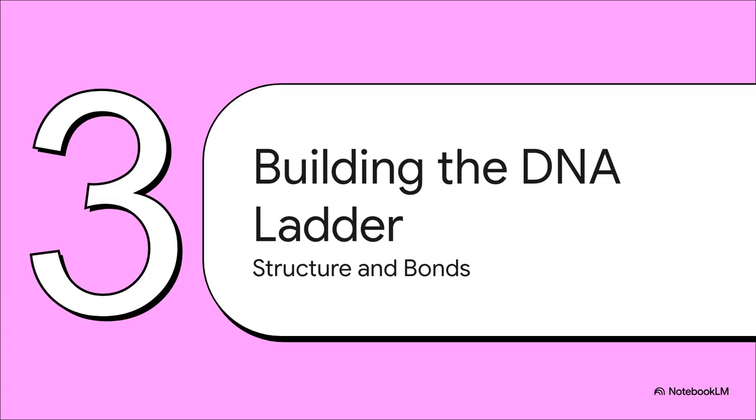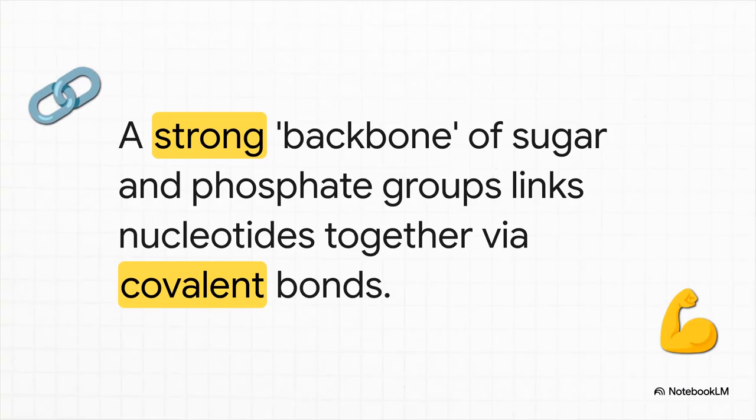Incredible, right? Okay, so we've got our letters, but how do they get put together into a structure that can actually hold all this information? Well, it turns out they form this really elegant structure that we often call the DNA ladder. See, these nucleotides don't just float around randomly. They are linked together in a long, incredibly strong chain. The sugar of one nucleotide connects to the phosphate of the next one, forming this really powerful bond. This creates what's known as the sugar-phosphate backbone. It's what gives the whole DNA molecule its structure and makes it so durable.